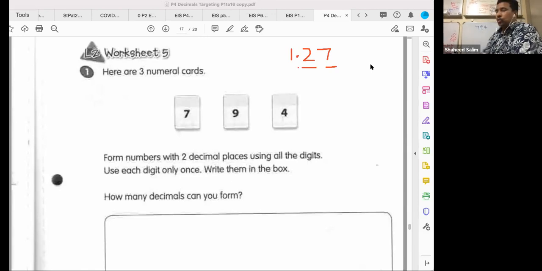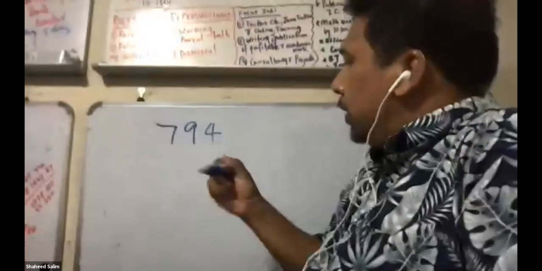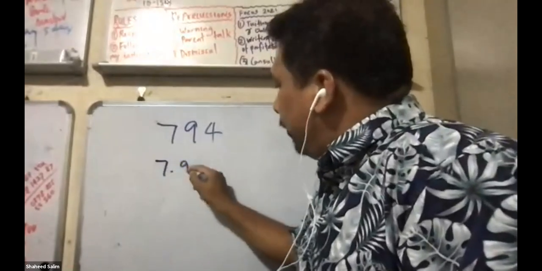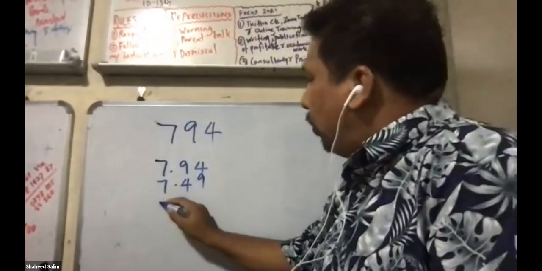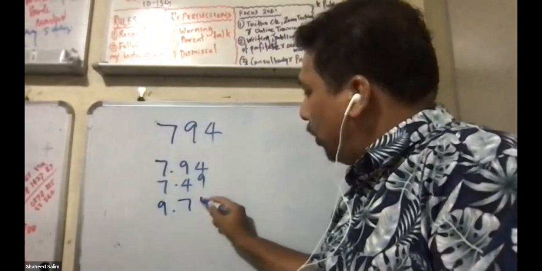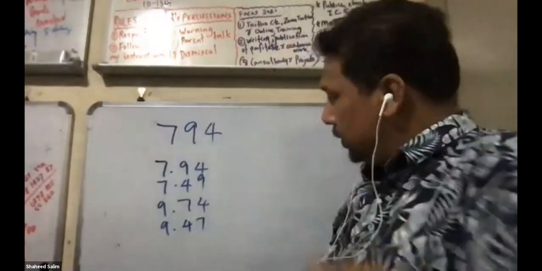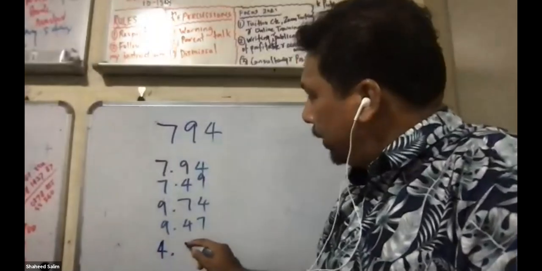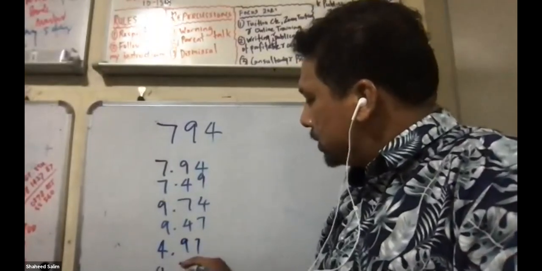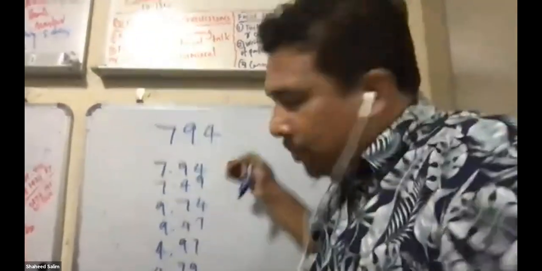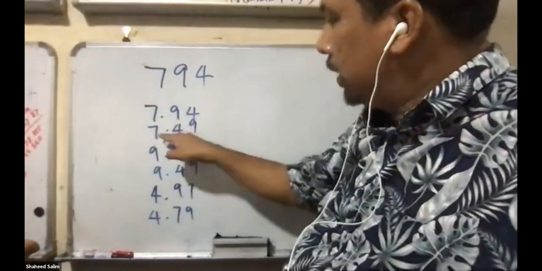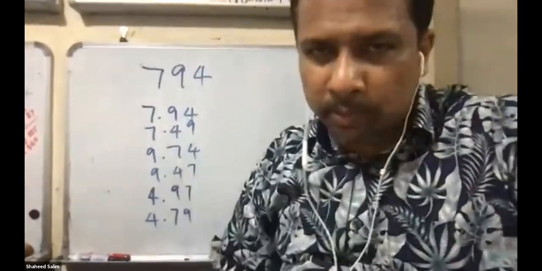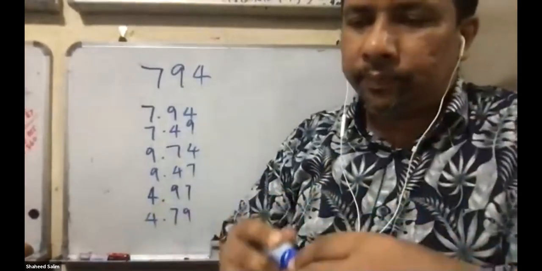Okay, I'm now going to show you down here. 794. Let us see. All right, now you try. Let us start with 7 first. You can get 7.94, 7.49. Can you see there's 2 here? You can also start with 9, 9.74, 9.47. You can also start with 4, 4.97 and 4.79. Notice I did it systematically. One number, I tried the 7 first, and then after, and so on and so forth. So there's 6 possibilities.